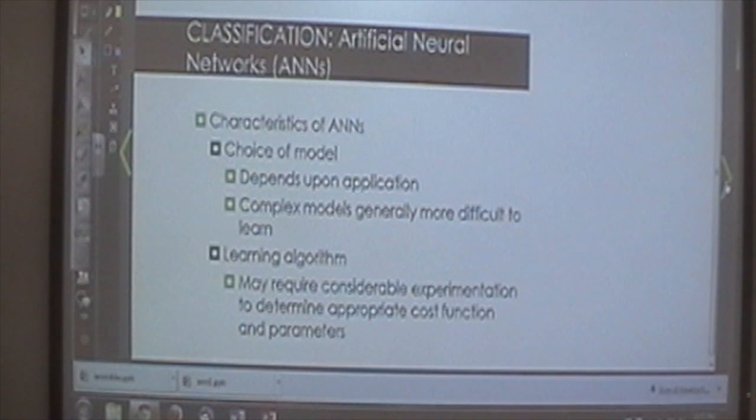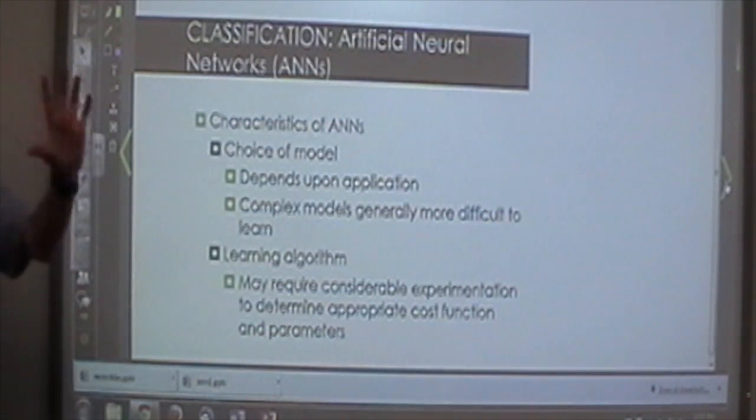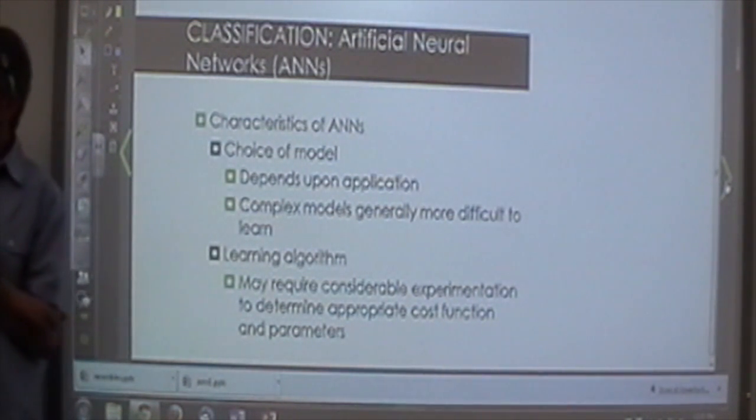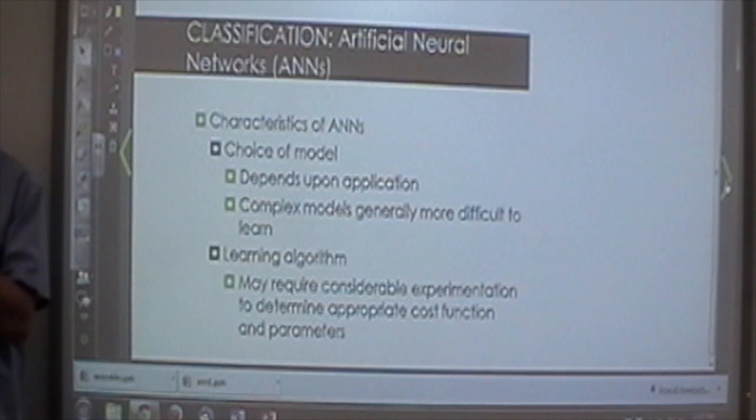I'm not going into that in depth. This is a huge area, artificial neural networks. There are many different forms, and the characteristics depend a lot on the choice of the model. And the choice of the model, like all data mining, depends upon the application that you're looking at.